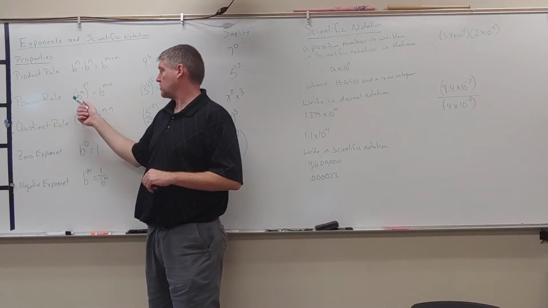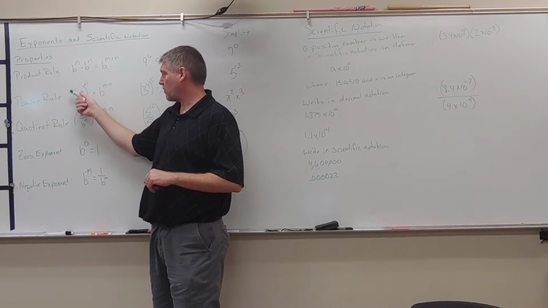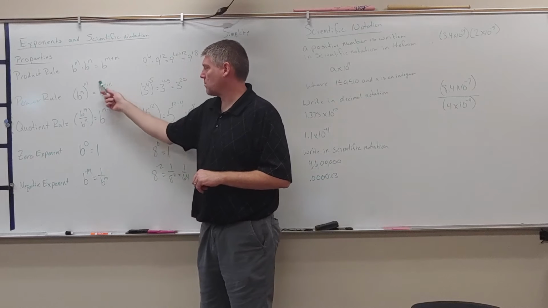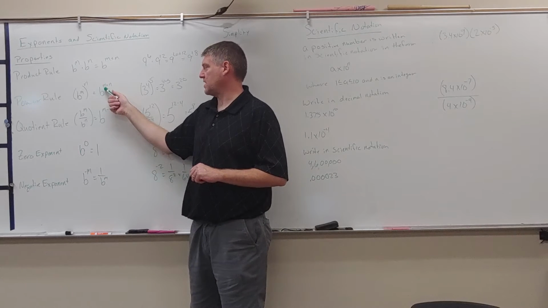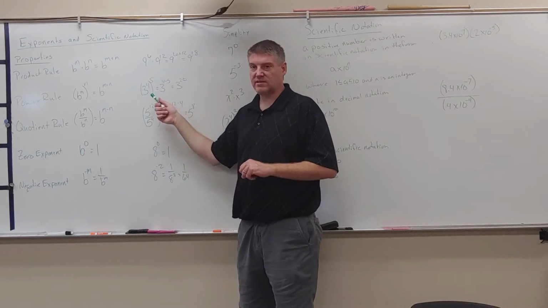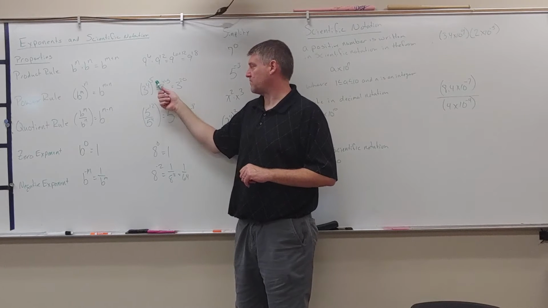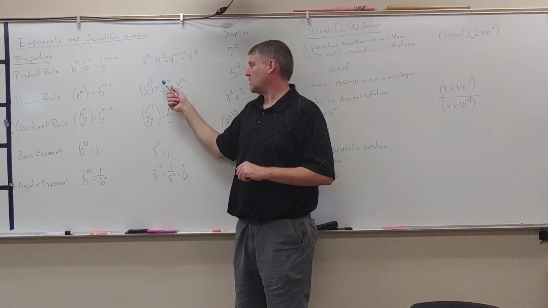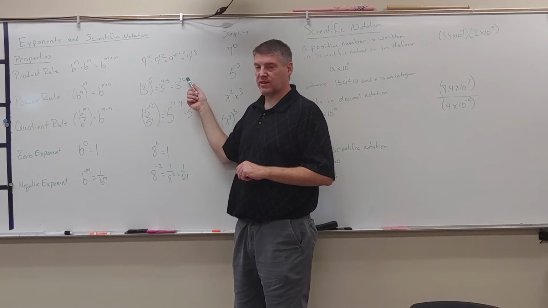Power rule. So I have b to the mth, all raised to the nth power. Now I'm going to multiply my exponents: b to the m times n. So I have parentheses 3 to the 4th, parentheses to the 5th power. That becomes 3 to the 4 times 5, or 3 to the 20th.